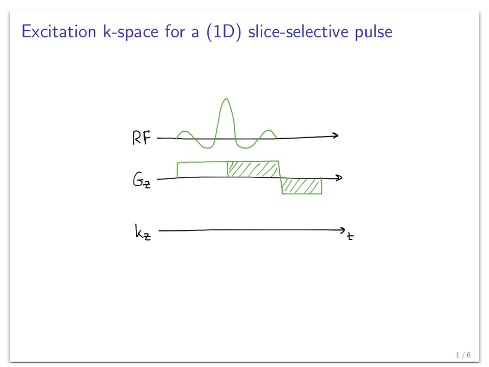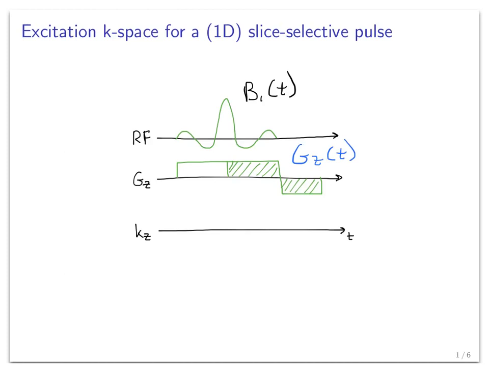Okay, so let's illustrate what is going on here, and specifically what we're going to do here is enlighten why we need this extra gradient lobe here on the end of the pulse. Okay, so here's our RF. This is the V1 of t. I'd prefer to use a different color there. Here's our gradient, right, our GZ of t.